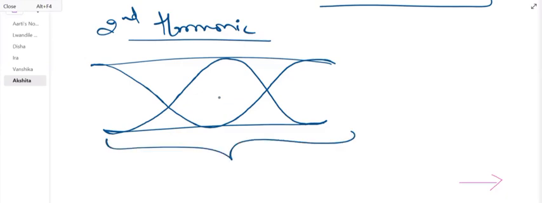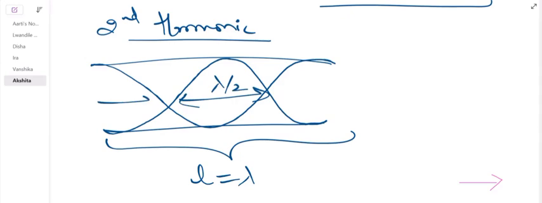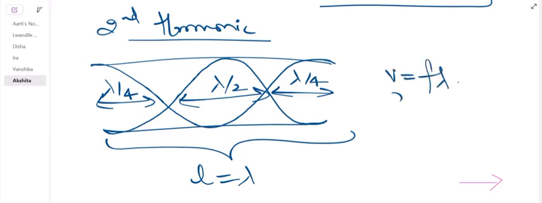Okay. So let's calculate the length over here. This one is lambda by 2 and these two are lambda by 2. So this much is lambda by 2, this much is lambda by 4, this much is lambda by 4. So total length is lambda. So what will be my second harmonic? V equals to F lambda. So my second harmonic will be V over lambda, nothing but V over L.